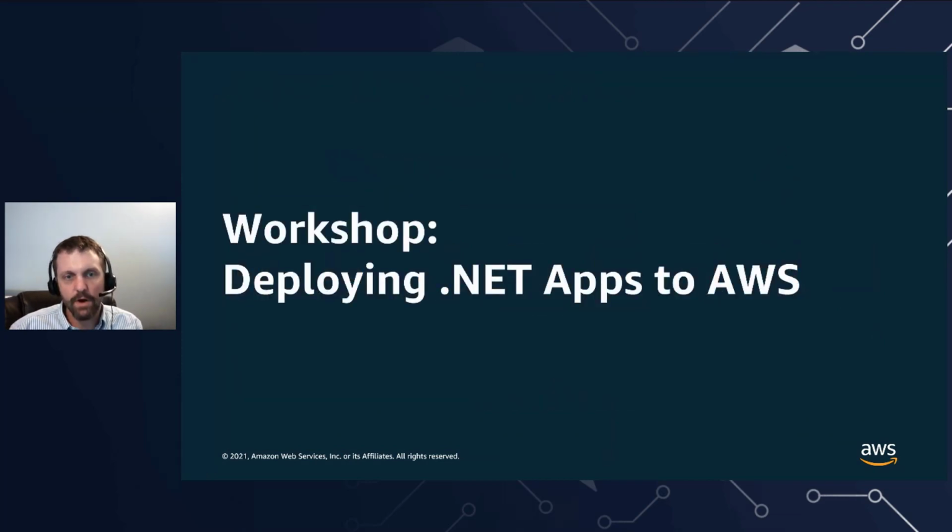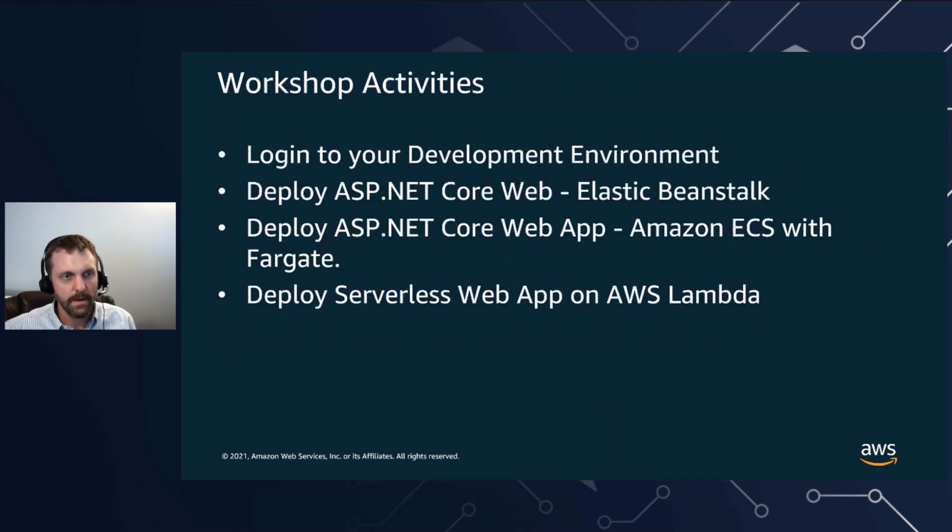So now we're going to move on to our first workshop. In our workshop, we're going to do the following activities. We're going to first get you logged in to your virtual machine with the development environment on it. We're going to deploy an ASP.NET Core web app to Elastic Beanstalk. And then we're going to deploy an ASP.NET Core web app to Amazon ECS in a container using Fargate. And finally, we're going to deploy a serverless web app on AWS Lambda. So let's get to it.